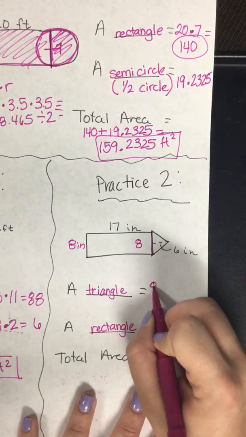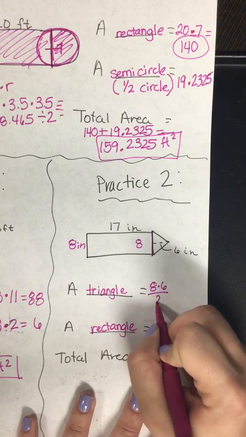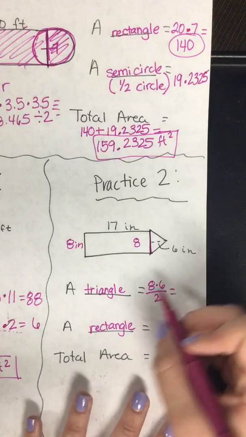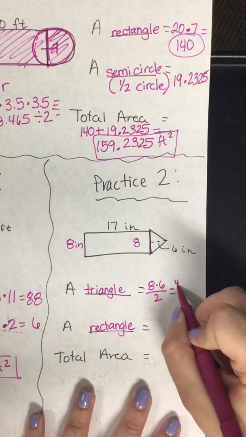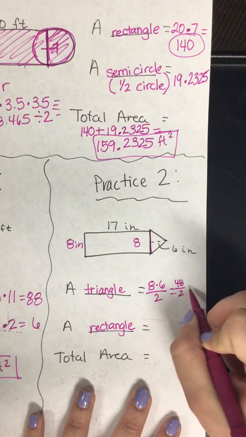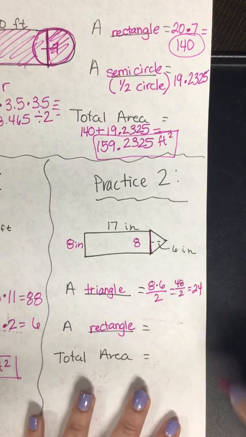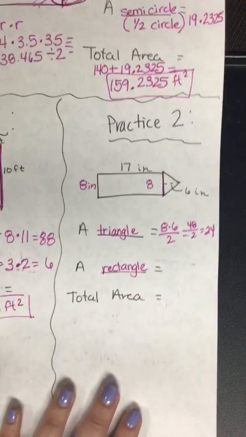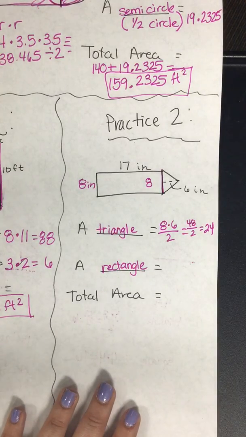So I'm going to do 8 times 6 divided by 2 to find the area of my triangle. Always divide by 2. 8 times 6 is 48. 48 divided by 2 is 24. 24 inches squared.